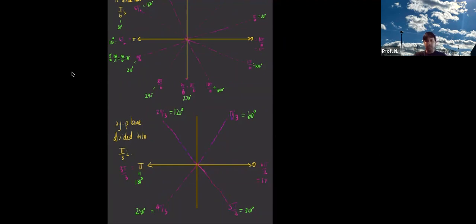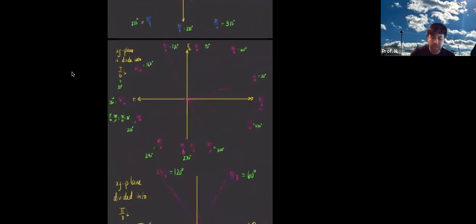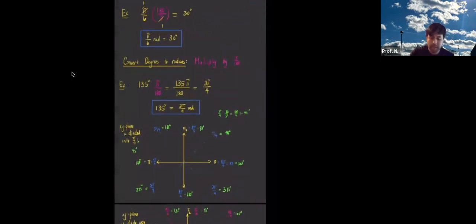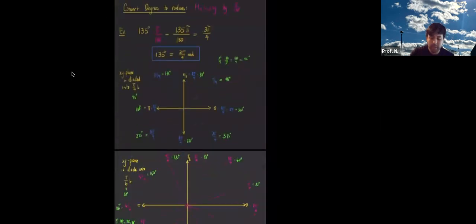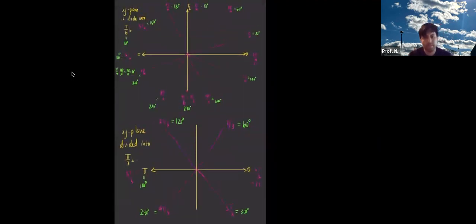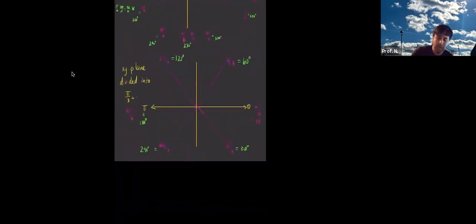Okay. Any questions about this? Any comments? Any clarification behind radians and how we divide up our XY plane with these different radian measurements? Okay.